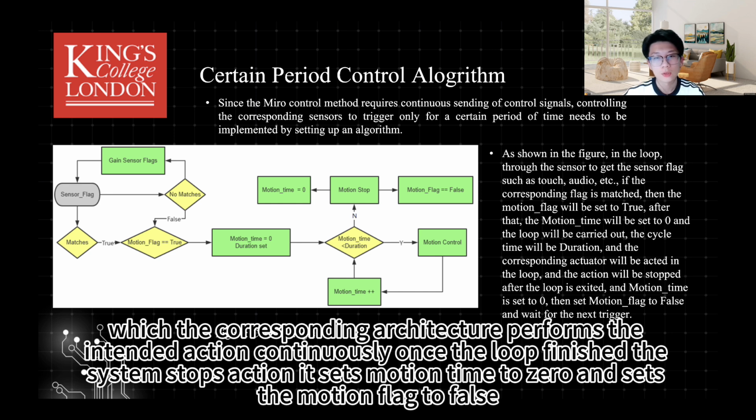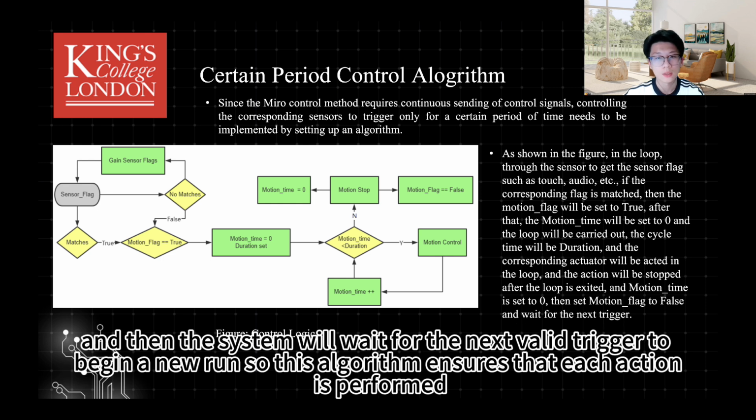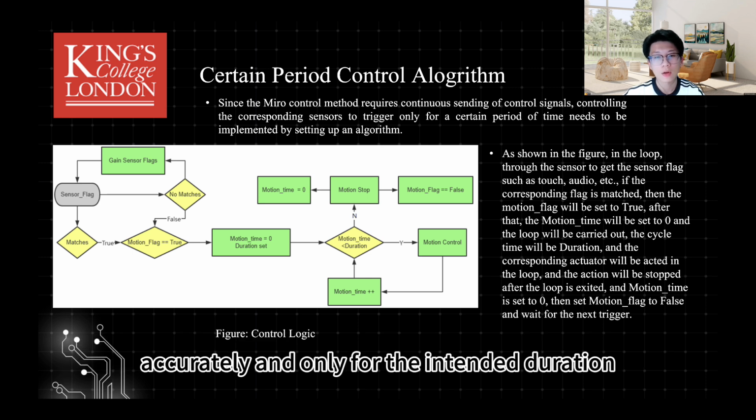Once the loop finishes, the system stops the action, resets the motion time to 0, and sets the motion flag to false. And then the system will wait for the next valid trigger to begin a new run. So this algorithm ensures that each action is performed accurately and only for the intended duration.